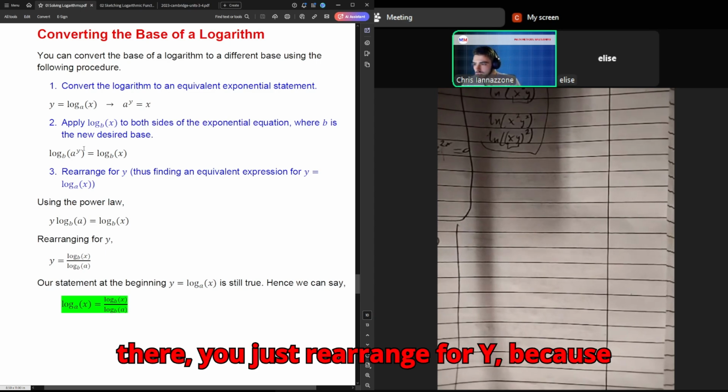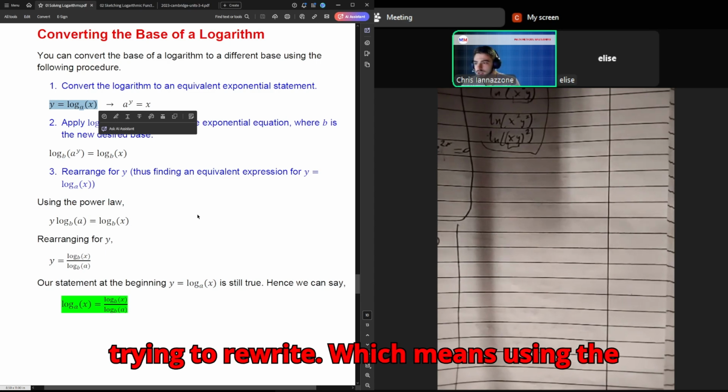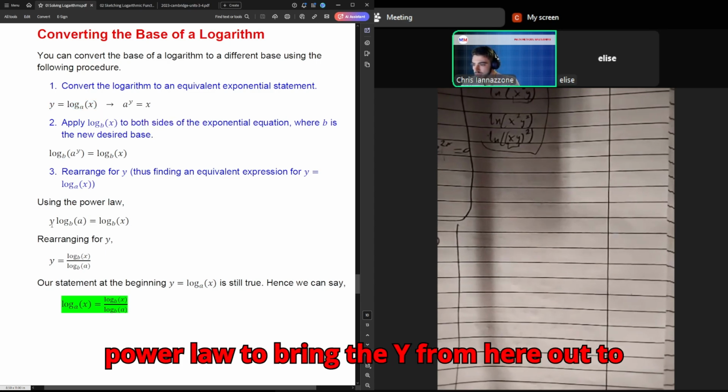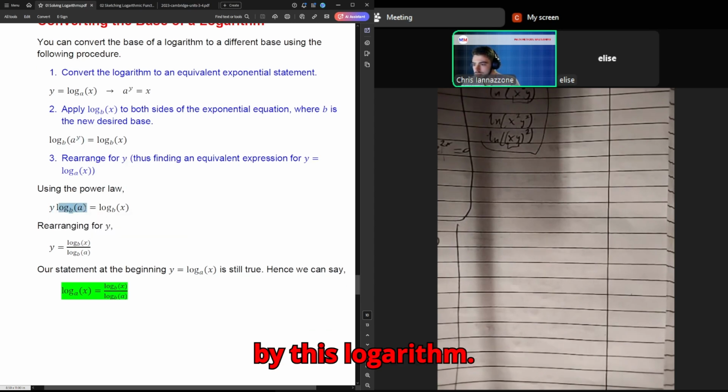And then from there, you just rearrange for y, because y is that initial expression that we're trying to rewrite, which means using the power law to bring the y from here out to here, and then dividing both sides by this logarithm.